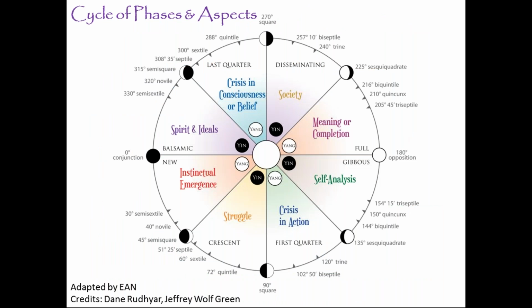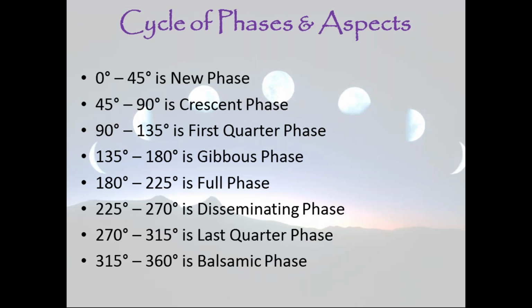And so here is the basic slide that shows you the cycle of phases and aspects. This was first developed by Dane Rudhyar, adopted and expanded by Jeffrey Wolf Green. And then I also started using it, and I moved the 0 degrees conjunction to be the same as 0 degrees Aries, so the 8 phases somewhat match up to the 12 archetypes. And I also moved this slide. Here's just a basic listing for you to see the 8 phases and the actual degrees that they cover.